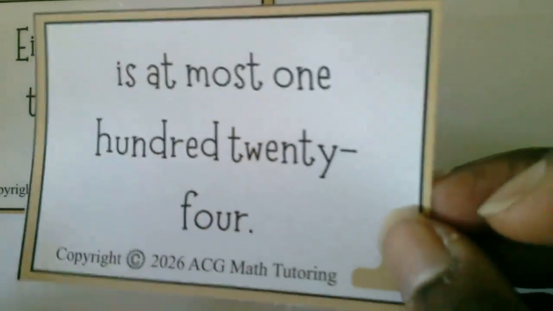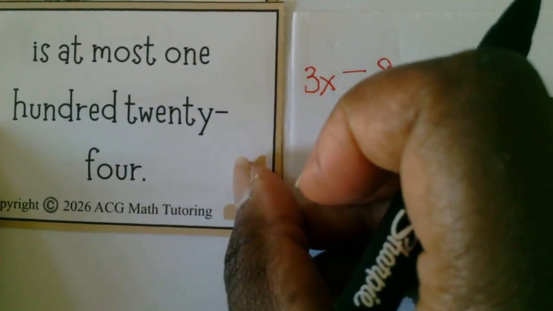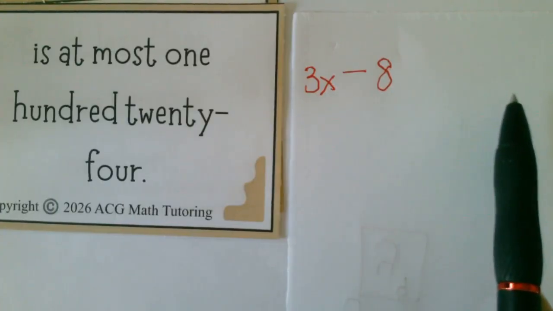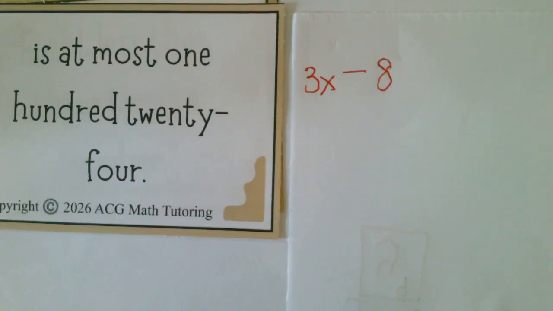Craziness. All right, so this is the next part. Is at most 124. Ooh. How would I write that? And I'm going to extend it with our other expression here. Is at most 124. How would I write that? Okay. Is at most. How would I translate that? So it's not going to be equals. Think about it. Is at most.